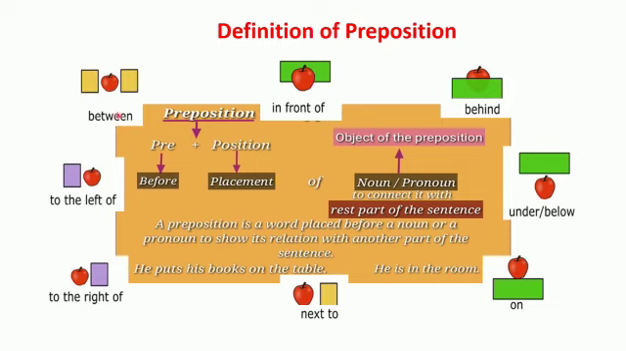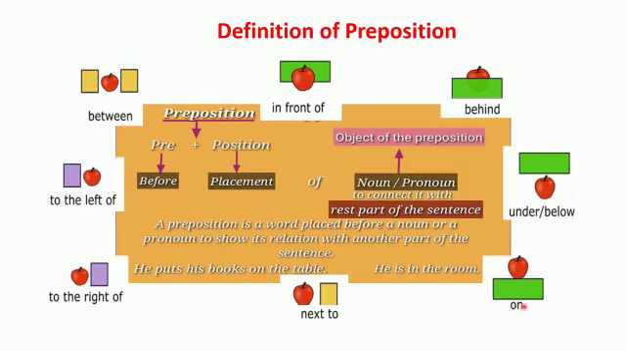Now, our object is an apple. It is between the two boxes. What is the position of the apple? It is between the two boxes. Now, here the position of the apple is in front of the box. What is the position of the apple? In front of the box. Here the position of the apple is behind the box. Here the position of the apple is under or below the box.